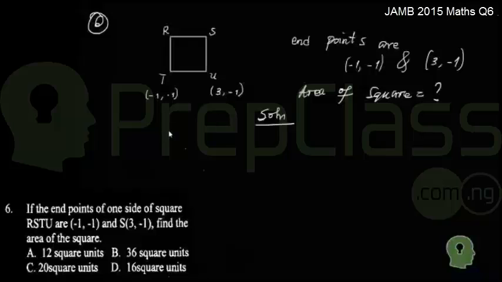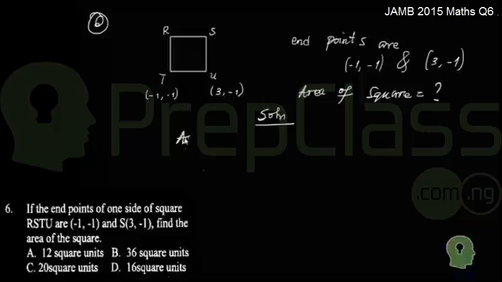Currently on question number 6, we are told if we have the endpoints of one side of a square RSTU as R(-1, -1) and S(3, -1), find the area of the square. In visualizing the square, we drew a similar square. We have RSTU. Now we have the diagonals of one side as -1, -1. Diagonals of the other side 3, -1. Basically, we are asked to find the area of a square.